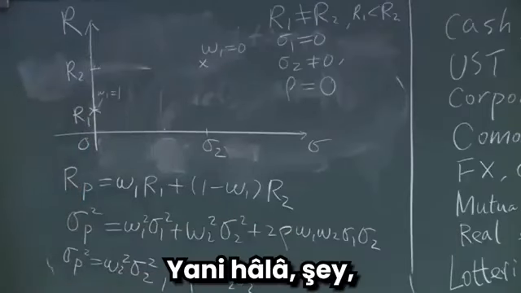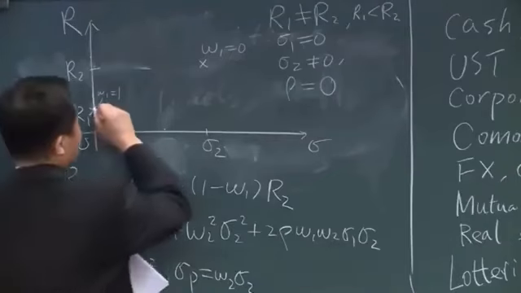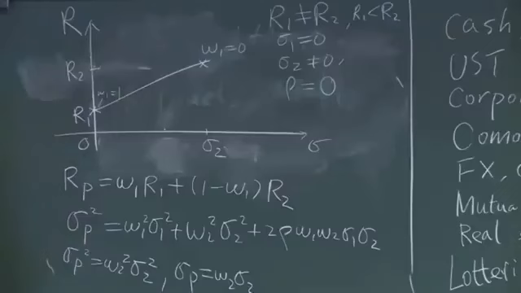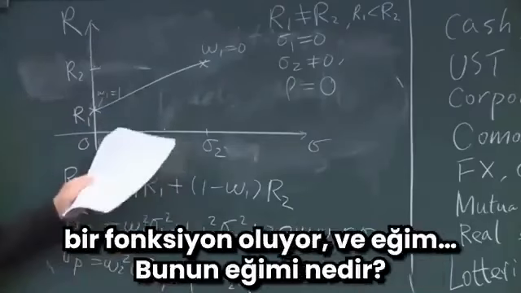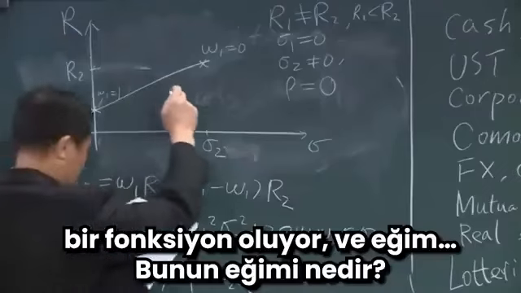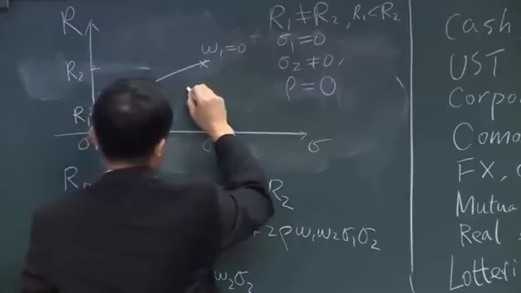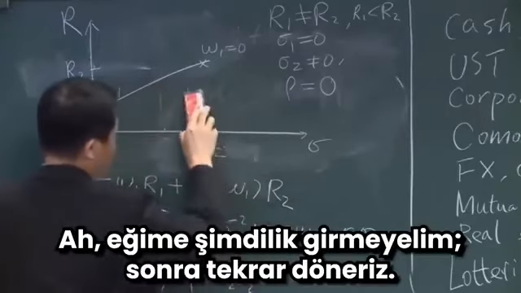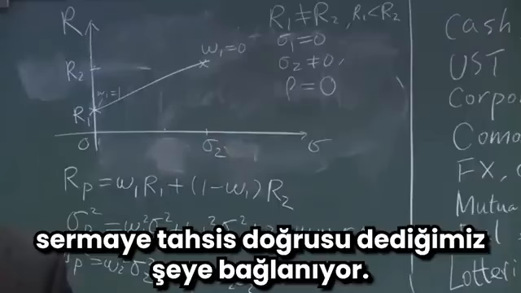So it's linear. Okay, so in these cases return is a linear function. What is the slope of this? Oh, let's wait on the slope so we can come back to this, because this actually relates back to the so-called capital market line or capital allocation line.